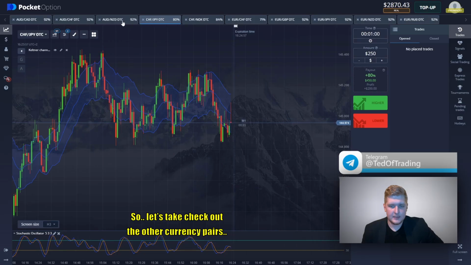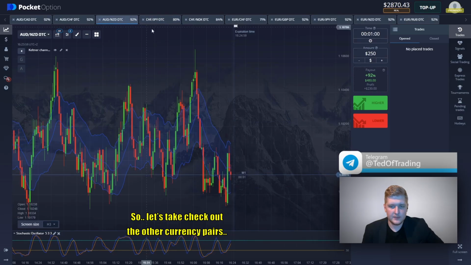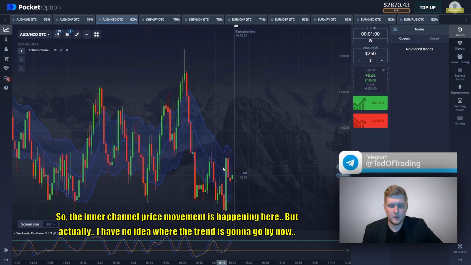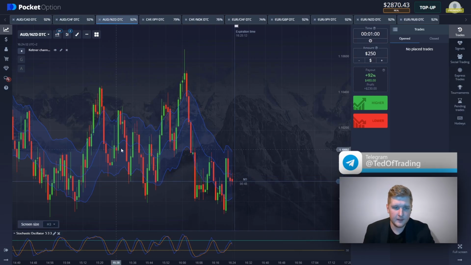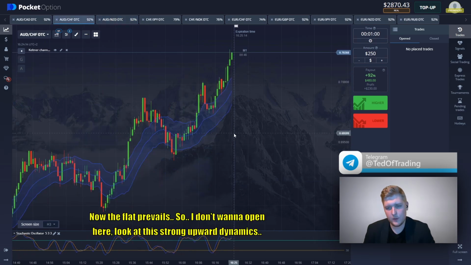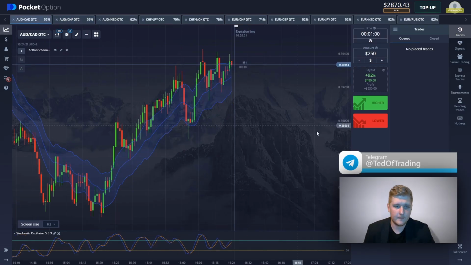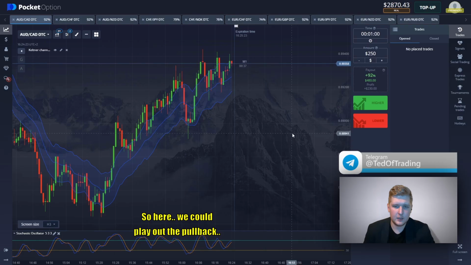So let's check out the other currency pairs. So the inner channel price movement is happening here, but actually I have no idea where the trend is gonna go by now. Now the flag prevails, so I don't want to open here. Look at these strong upward dynamics. So here we could play out the pullback.